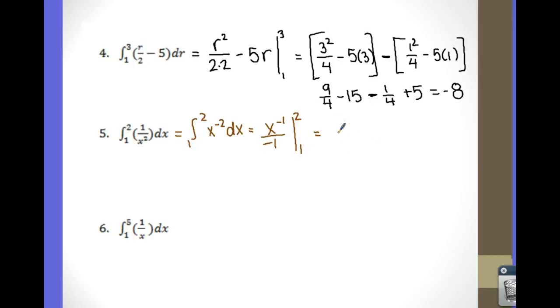So I'm going to flip those so it's easier to evaluate. I'm going to put the -1 on top and the x to the -1 on bottom. So I get -1 over x to the 1, evaluating from 2 to 1. So I get -1 over 2 minus a minus 1 over 1. So you get -1/2 plus 1, which is a half.